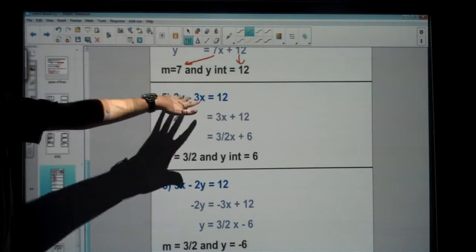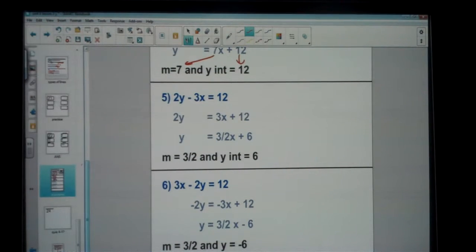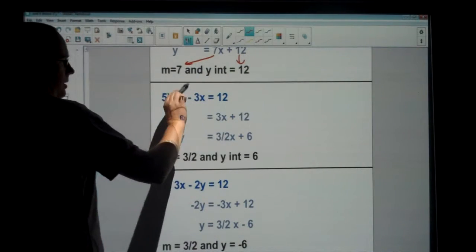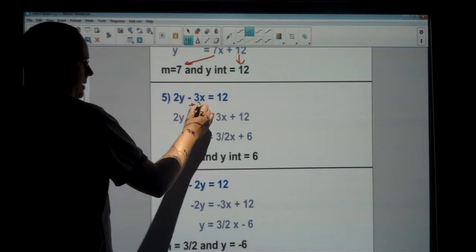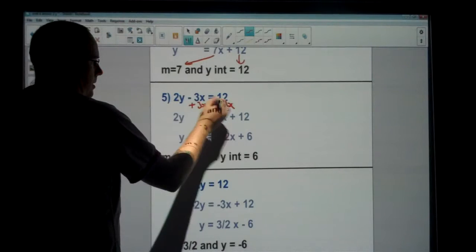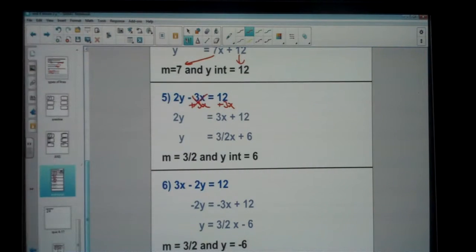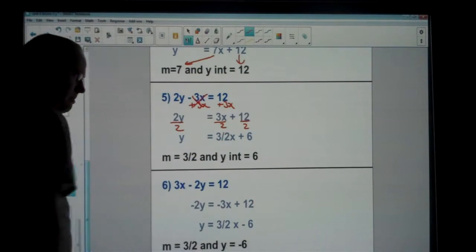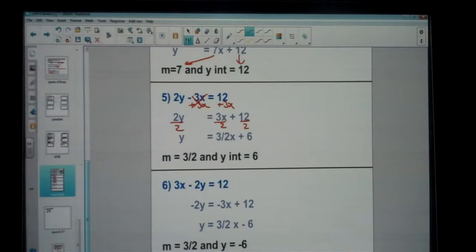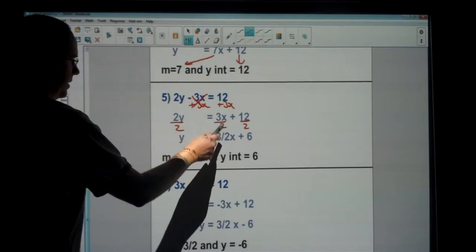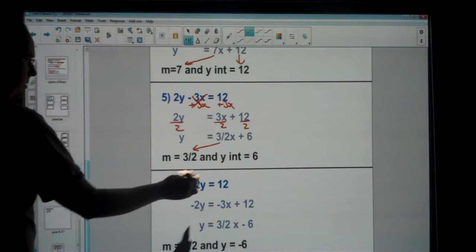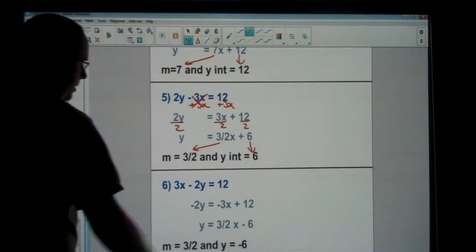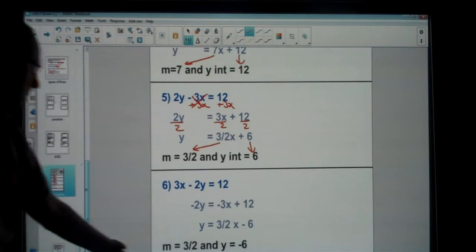Now if we have it in standard form where x and y are on the same side, then I have to do a little bit more as well. I have to add 3x to both sides first. And it still doesn't say y equals, it says 2y equals. So the next step would be to divide by 2. Importantly, make sure you divide everything by 2, so not just the first term. And then 3 over 2 doesn't simplify, so that's my slope. 12 over 2 does, so that would be my y-intercept.